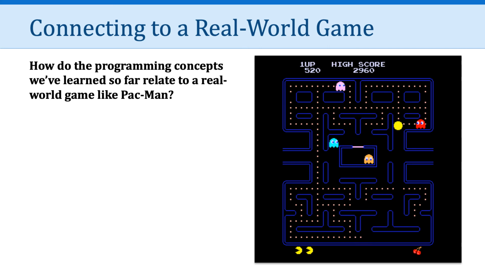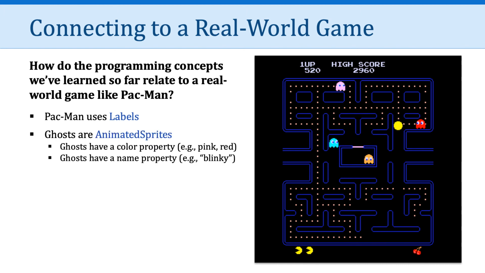Now, let's connect some of what we've learned to a real-world game, and let's do that by answering this question. How do the programming concepts we've learned so far relate to a real-world game like PacMan? Well, let's think about it. PacMan uses labels. You can see up at the top the high score and the number of points the player has earned. Those are all examples of labels. The ghosts in PacMan are examples of animated sprites.